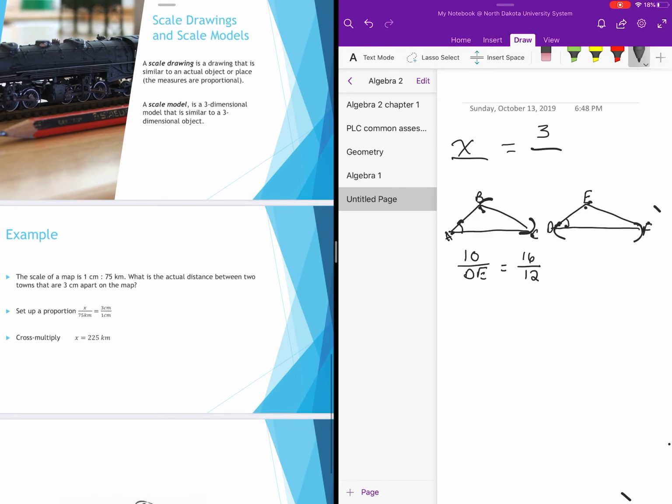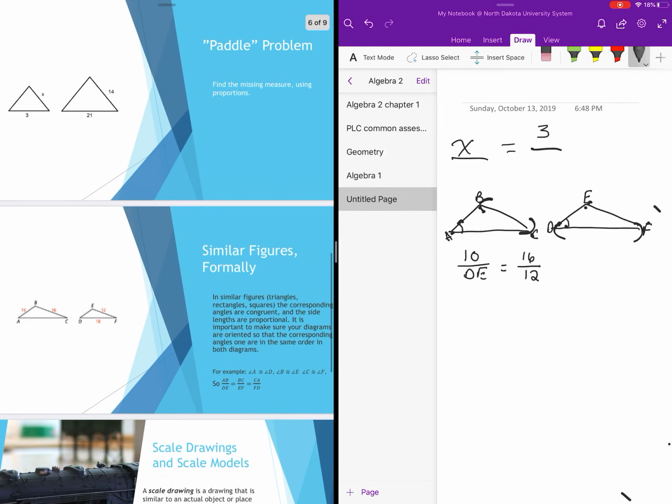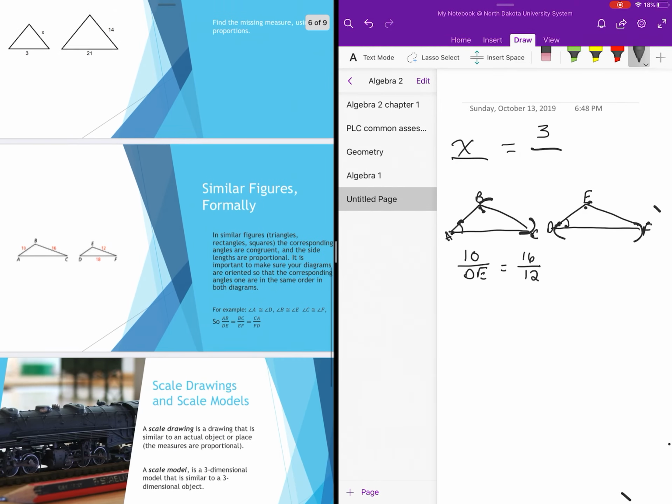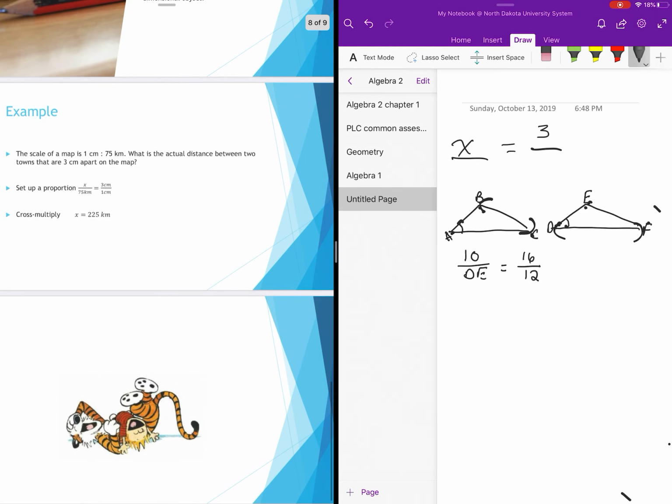I'm not going to leave you one of those to try. I want you to try the other one. I want you to try this guy, the paddle problem. And then we will do some more in class tomorrow.